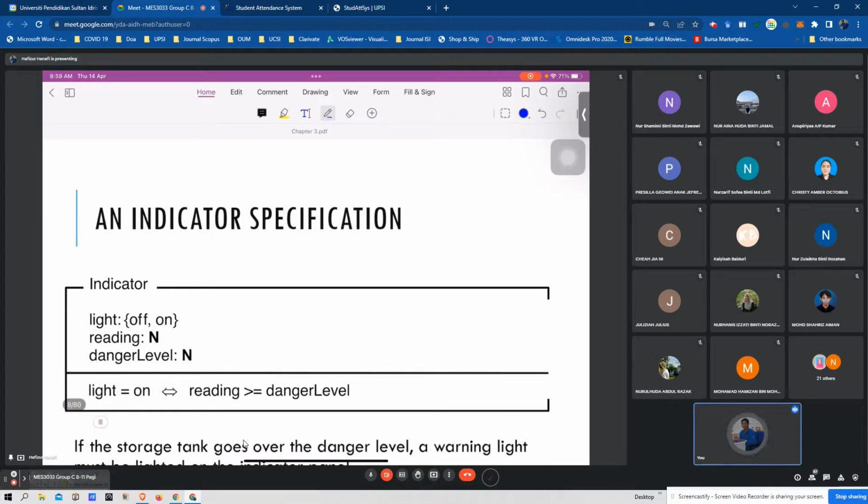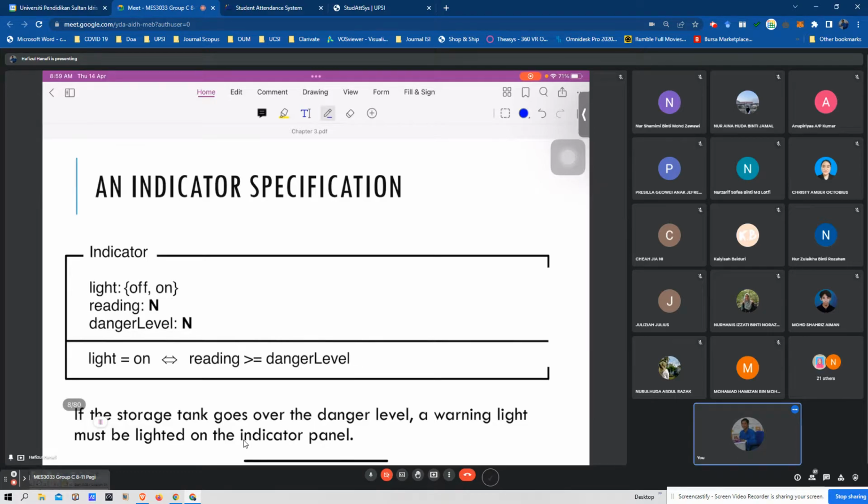Indicator specification. We have an indicator, and then we have light as on or off, and then we have a reading as a natural number, danger as a natural number, and then we have a predicate, light on, reading. This one is a logical expression for the invariant. If the storage tank goes beyond the danger level, a warning light must be lighted in the indicator panel.